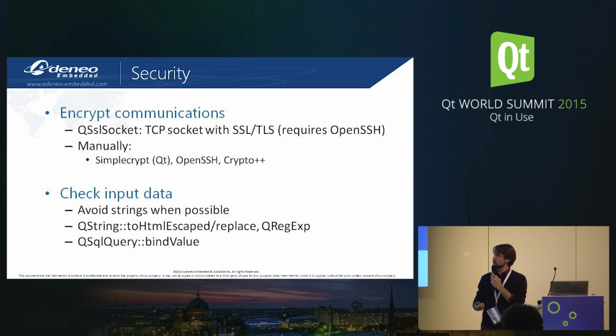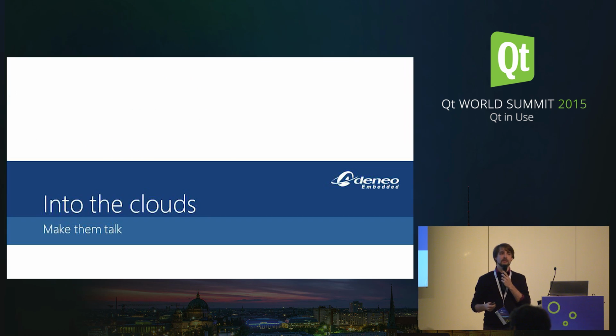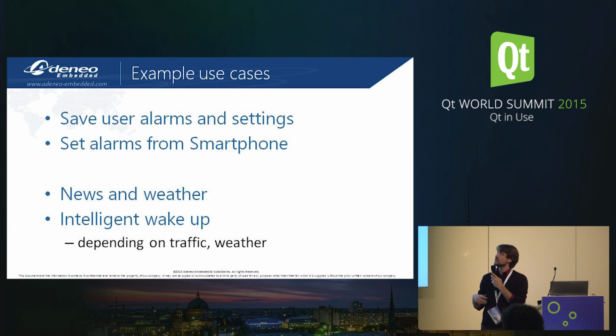And let's go into the cloud. So let's check a bit what we have on the server side. So on our alarm clocks, we had some things we wanted to do. For example, save user alarms and settings in the cloud. So if the user has different alarm clocks in the house, which is, well, let's say strange, but just for the sake of the demonstration, that's something that we may want to do.